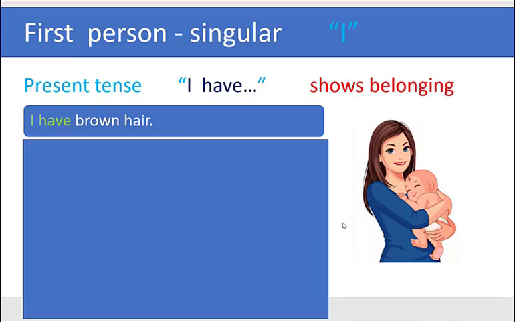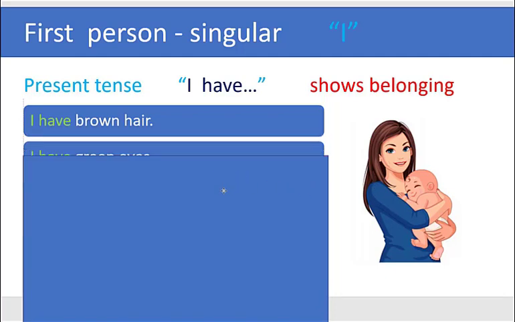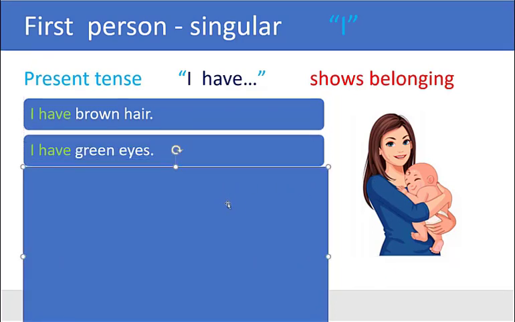So this person here has got brown hair. She could say, I have brown hair. That shows that the hair belongs to her and the hair is brown. I have brown hair. Now the next one, I have green eyes. Again, she's showing possession. She has green eyes, so she would say, I have green eyes.